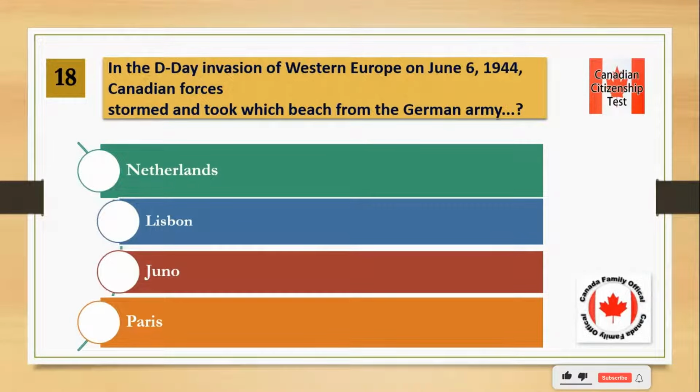In the D-Day invasion of Western Europe on June 6, 1944, Canadian forces stormed and took which beach from the German army? Number 1, Netherlands. Number 2, Lisbon. Number 3, Juno. Number 4, Paris. And the answer is Juno.